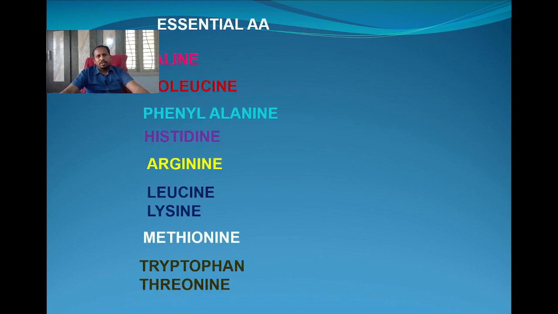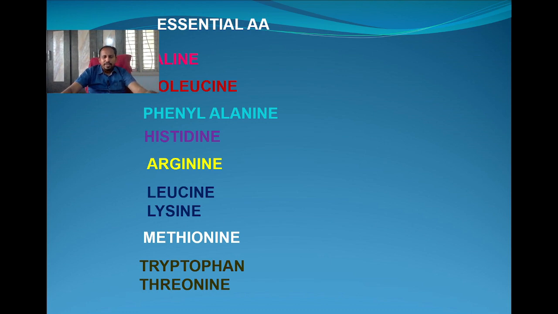To remember the essential amino acids, I have a trick for you. The essential amino acids are valine, isoleucine, phenylalanine, histidine, arginine, leucine, lysine, methionine, tryptophan, threonine. So these 10 amino acids are essential amino acids.